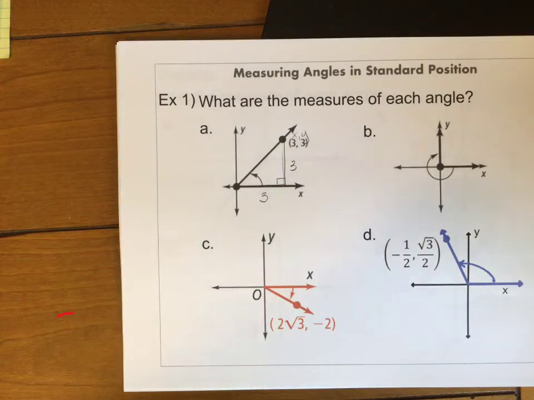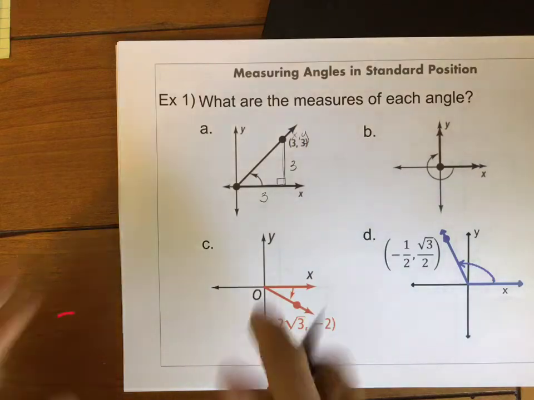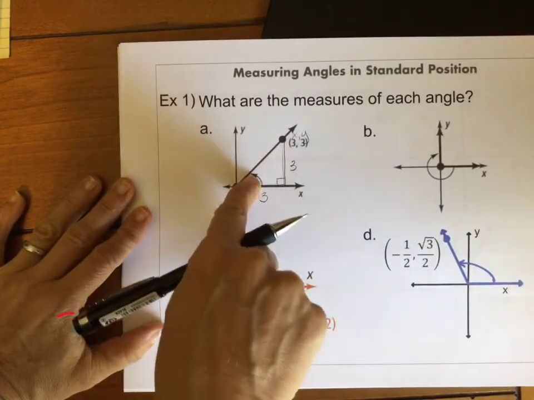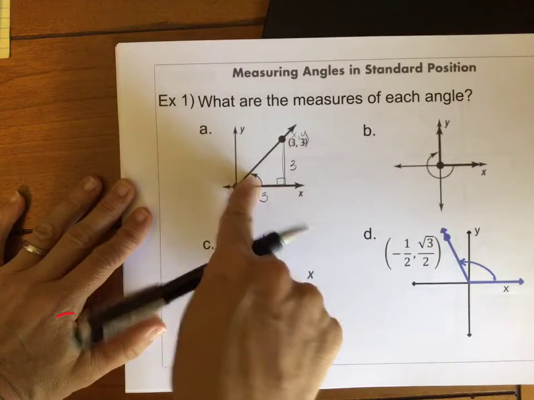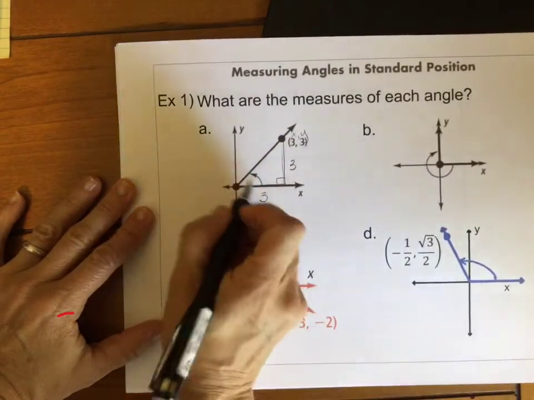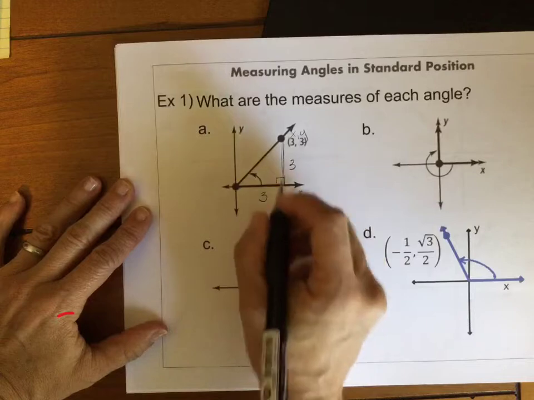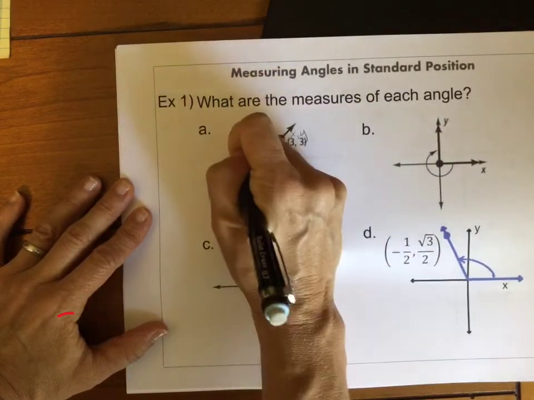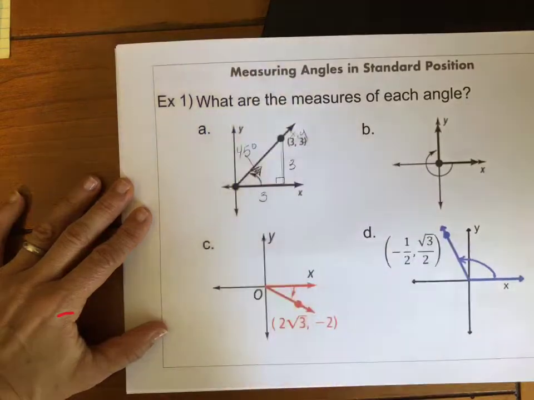Well, what triangle has sides that are equal? We know that this must be 45 degrees in here because that fits with the special right triangle of a 45, 45, 90. This is moving counterclockwise, so my angle here is going to be a positive 45 degrees.